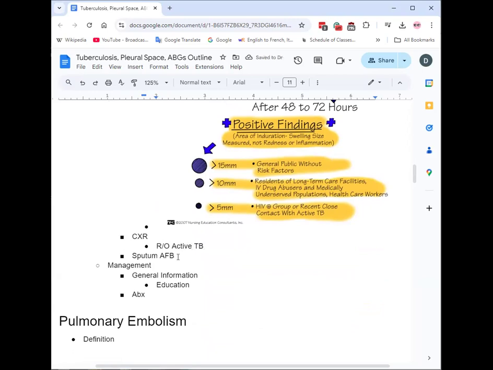And then for someone that does have TB, I think someone already talked about it a little bit earlier: the cultures. The sputum AFB, I think it's acid-fast bacteria. This is the definitive diagnosis, and they do this 3 times, so they do a 3x.